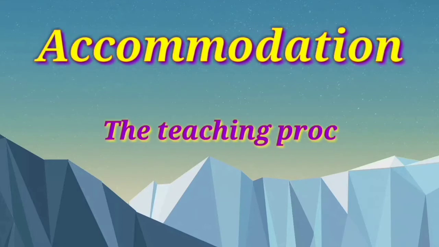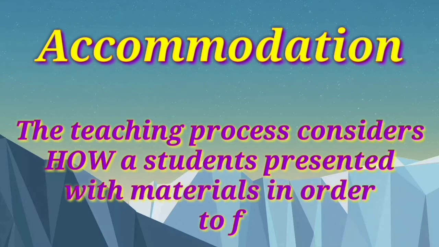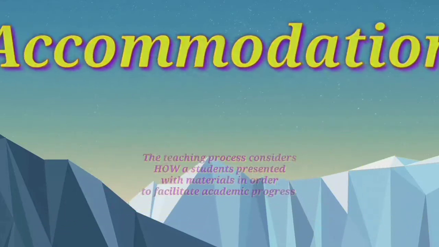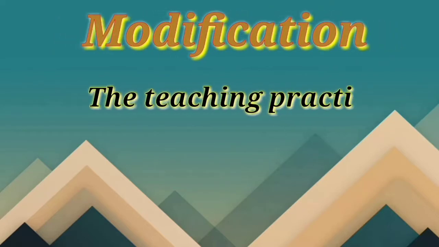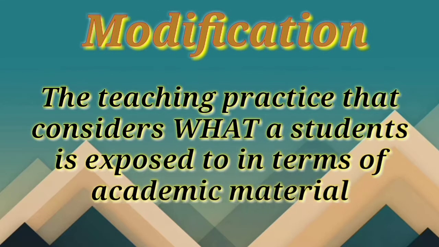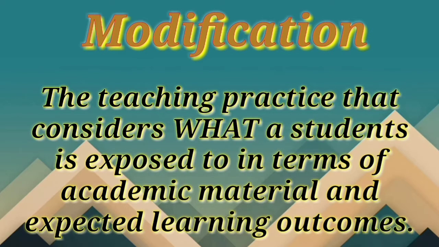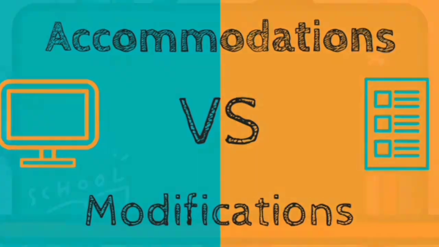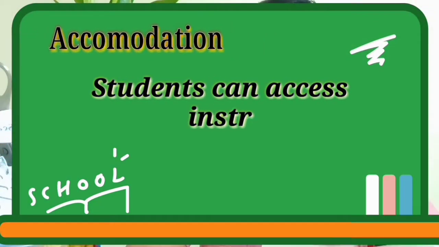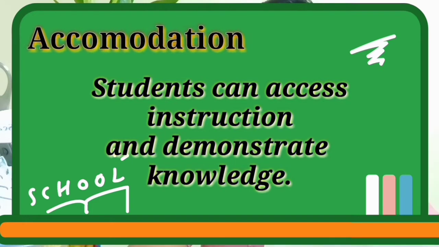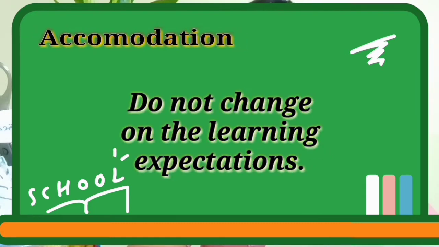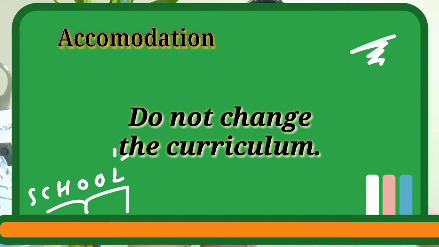So accommodation is a teaching process that considers how a student is presented with materials in order to facilitate academic progress. While modification is a teaching process that considers what a student is exposed to in terms of academic materials and expected learning outcomes. So let's differentiate what will be the examples of accommodation and modification. For accommodation, students can access instruction and demonstrate knowledge. Students also participate in school activities. They do not change the learning expectation, and do not change the curriculum.